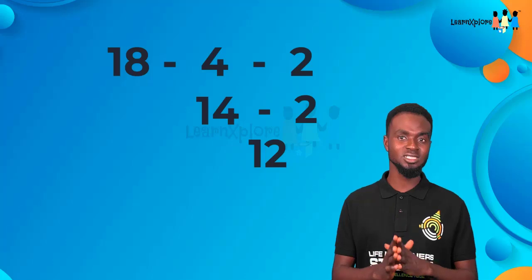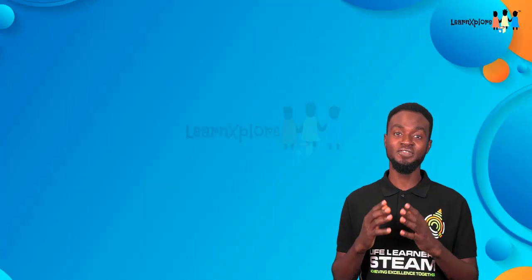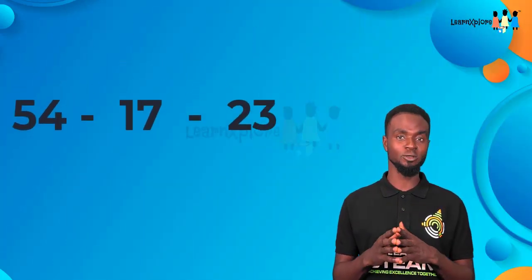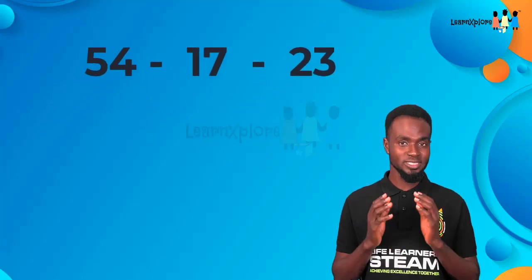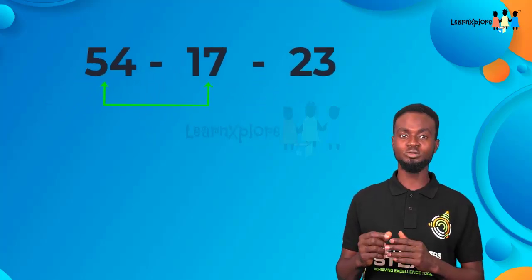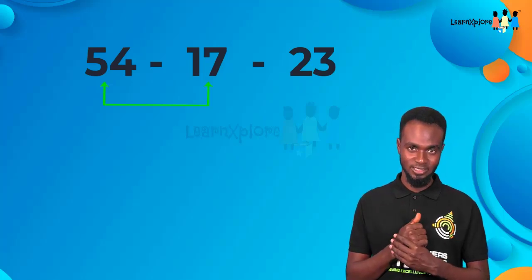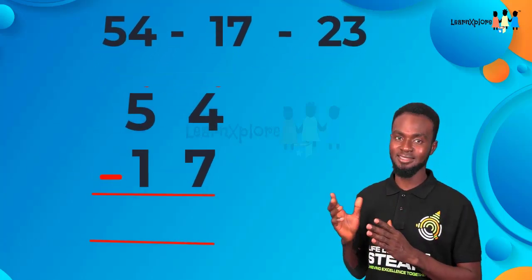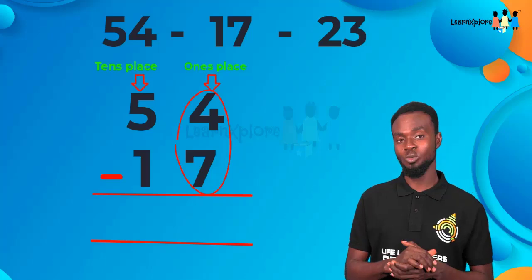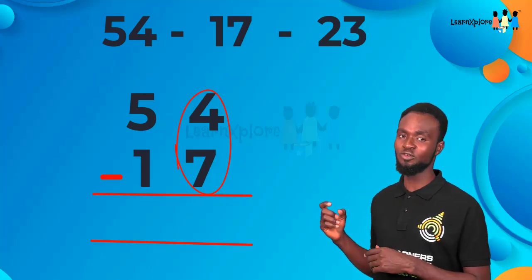So let's have a 2-digit numbers example. You have 54 minus 17 minus 23. You start with the first two. You subtract 54 and 17. After you must have arranged it like this, you start with the numbers in the ones place. That's removing 7 from 4.